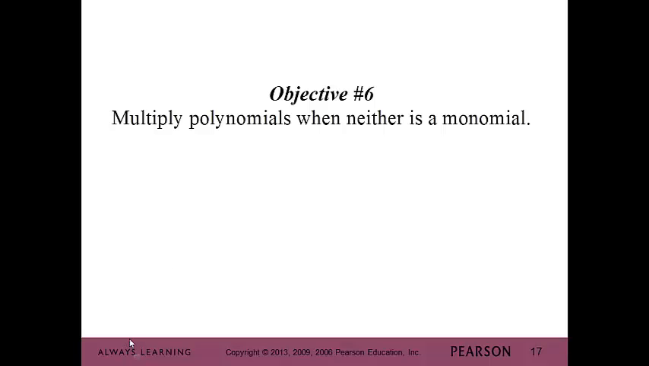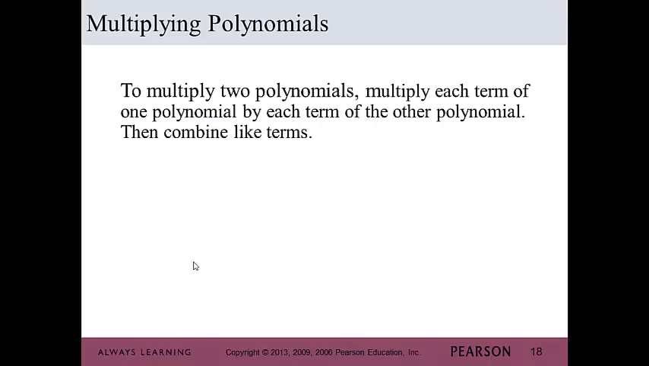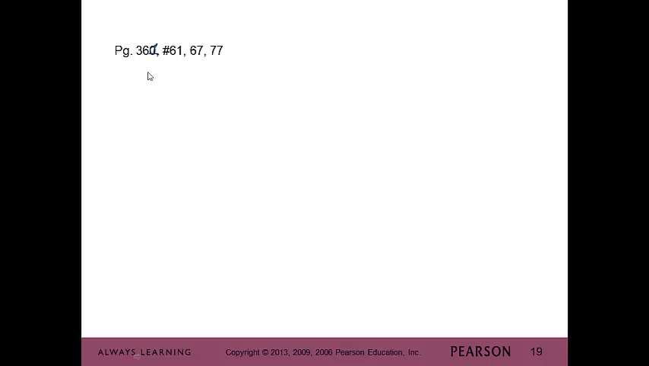And then the last objective is multiplying polynomials when neither one of them is a monomial. So when multiplying polynomials, you're going to multiply each term of one polynomial by each term of the other polynomial. Then you're going to combine your like terms. So you're going to have a polynomial times another polynomial, and each term of the first polynomial is going to multiply each term of the second polynomial. So in our books on page 361, we're going to start with number 61.